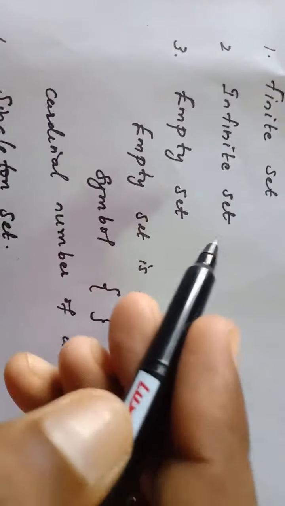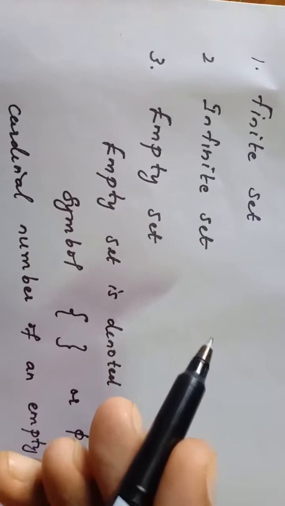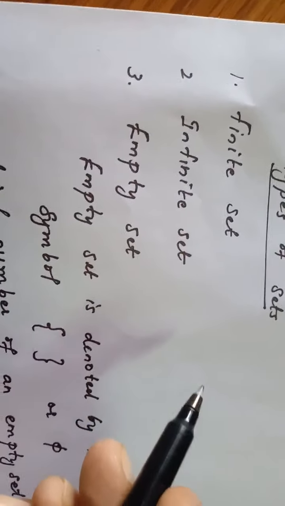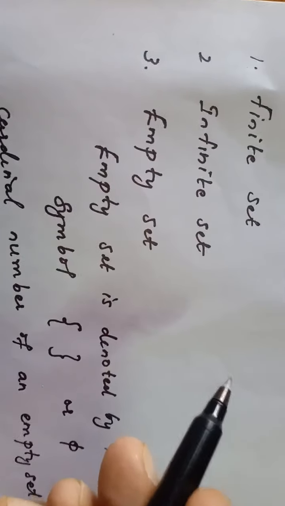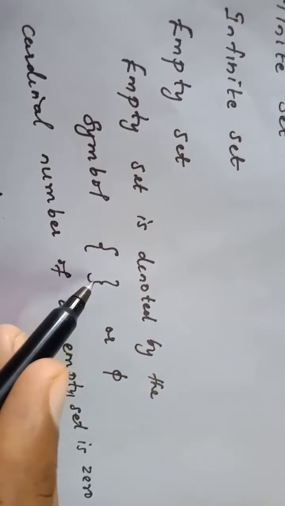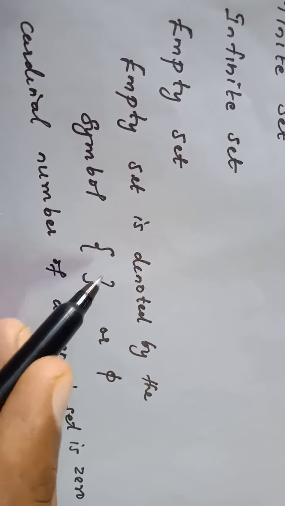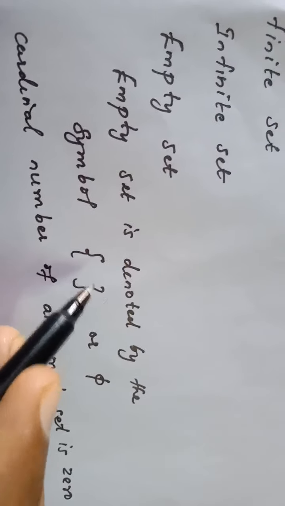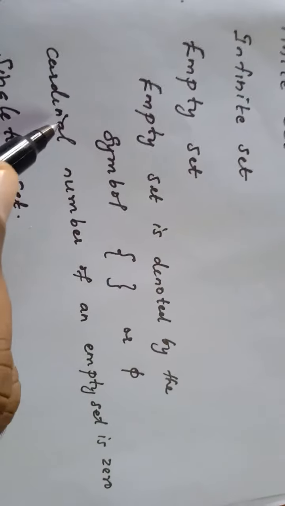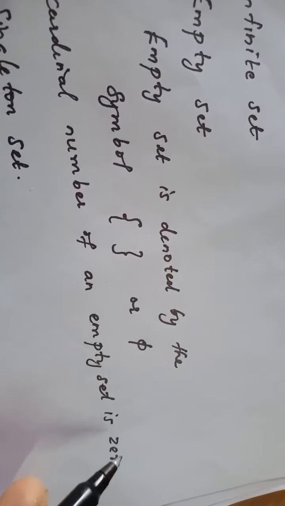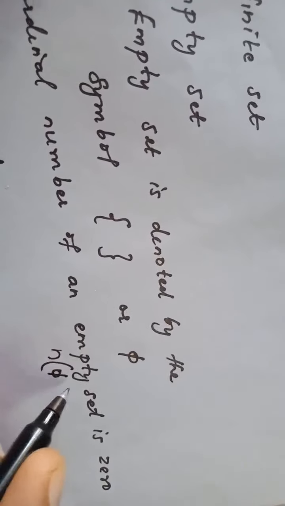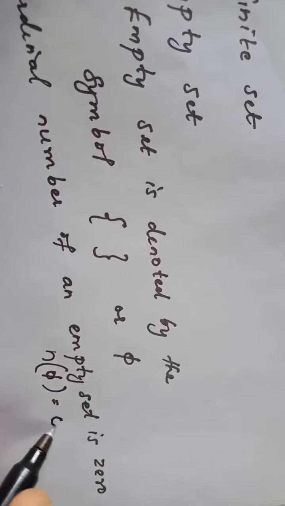Next we have empty set. Empty set means if a set contains no element, then it is called an empty set. And the empty set is denoted by the symbol ∅. You have to just put the curly bracket with no elements in the set because it is an empty set. And the cardinal number of an empty set is 0, so we can write as n of empty set is equal to 0.